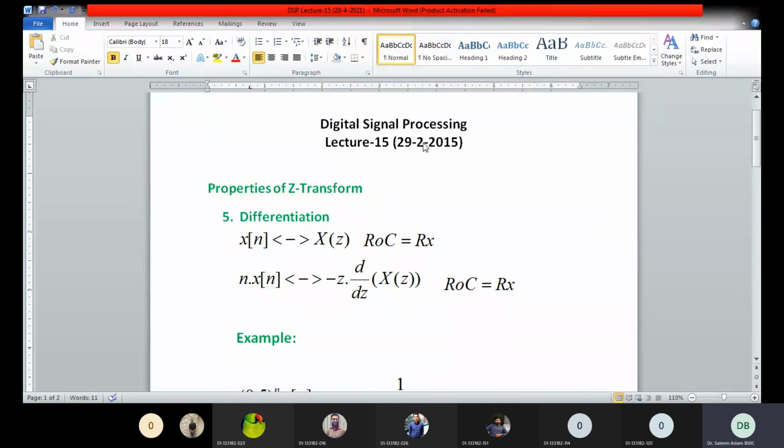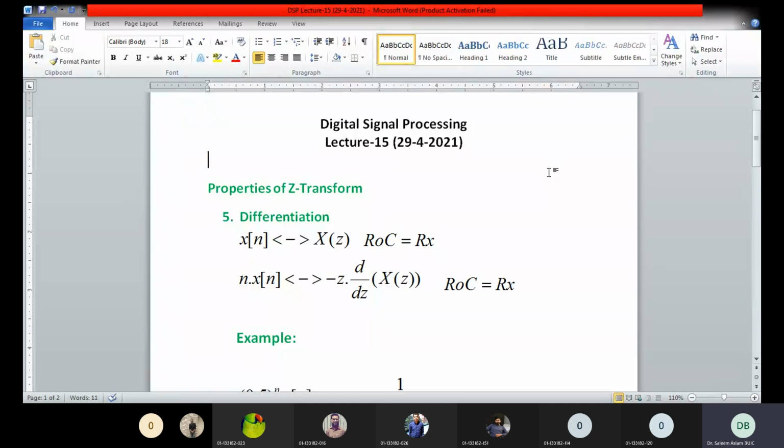We were discussing the properties of Z transform, and we discussed a couple of properties. For example, we discussed the linearity property, the time delay property, the time reversal property, and the multiplication by an exponential property. So today we'll continue our discussion on Z transform properties.